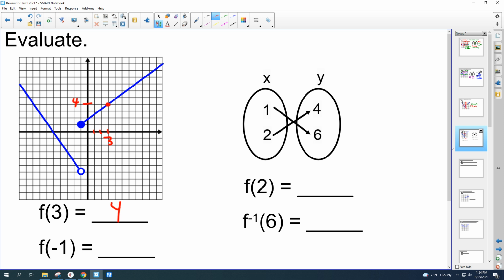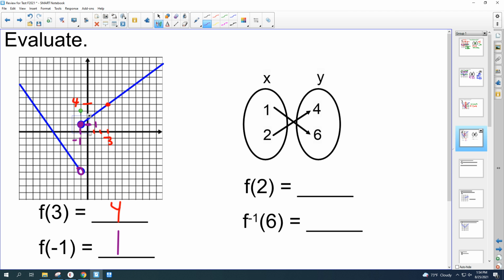F of -1. So sometimes people get fooled by this one. -1 is right here. And so they don't know which one to look at. But remember, an open circle means we don't count that. We're looking at the filled in circle. We're looking at that point. And that point corresponds with a y value of 1.